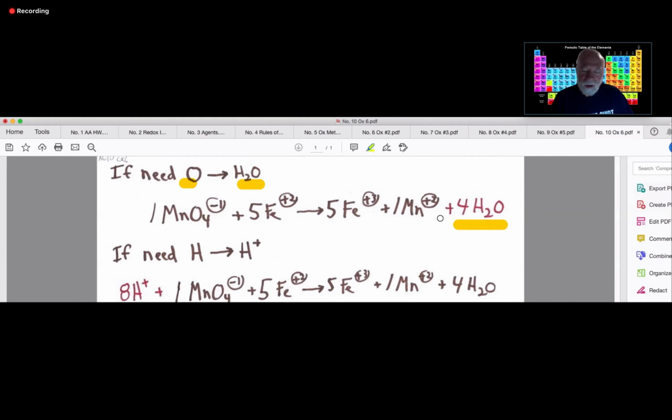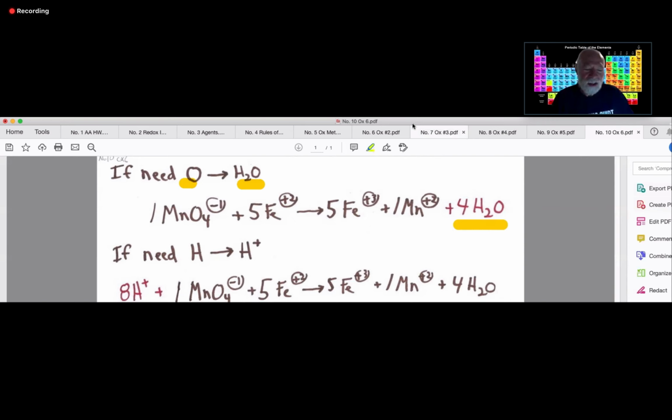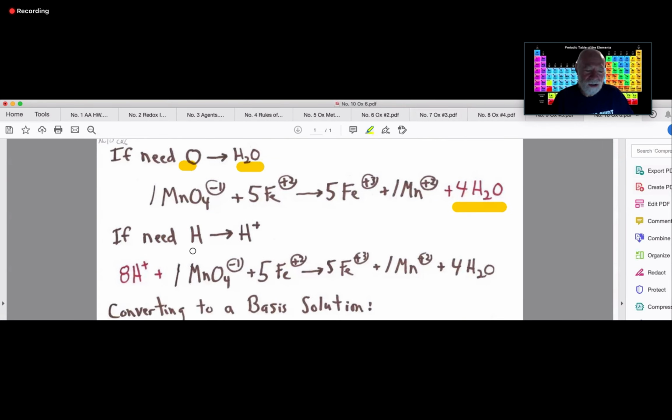Slight problem. By throwing in water, it still doesn't balance. Why not? What's missing, fans? That was not a hard question. What's missing? Hydrogen. That's right. So here's rule number 2. If you need extra hydrogen, you're allowed to throw in hydrogen ions, otherwise known as acid. So maybe this is going to be an acid reaction. We just didn't tell you this to begin with.